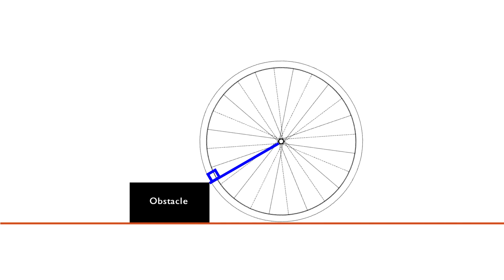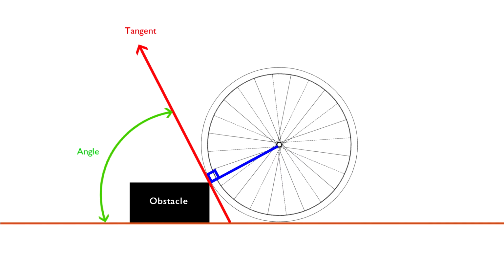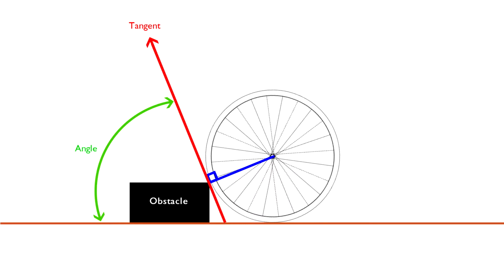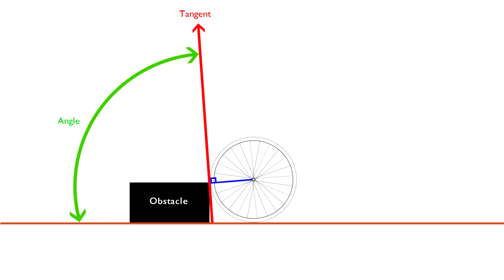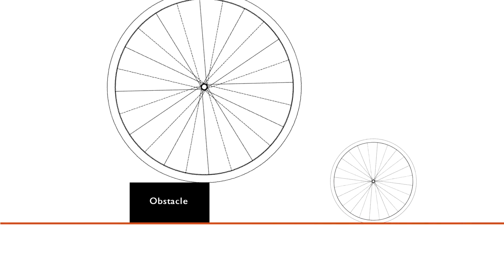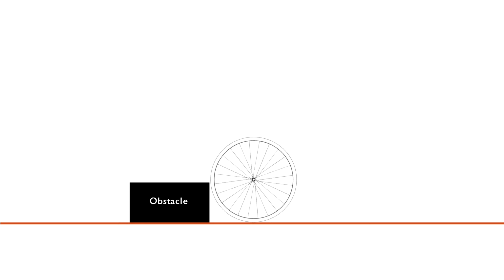If we draw a tangent to the wheel at the contact point of the wheel and obstacle, we will get vectors of different angles. The greater the angle is relative to the ground, the harder it is for the wheel to roll over the obstacle. Thus, it is easy for the big wheel to roll over the obstacle, but it's almost impossible for the small wheel to do so.